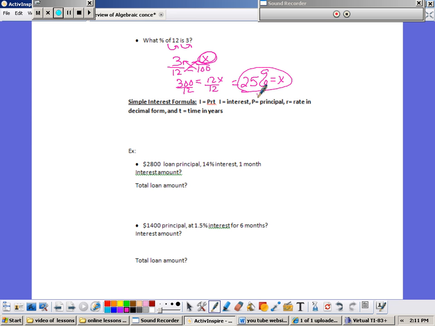Okay, a $2,800 loan is my principal. I have 14% interest at 1 month. What is my interest amount? So I equals PRT. I is equal to 2,800 times my R. 14% must go as a decimal. To move a percent to a decimal, you move 2 spaces to the left, so it's 0.14, times my time. My time must be in years. It's in months. 1 month is 1/12 of a year. So 2,800 times 0.14 times 1/12. My interest amount is $32.67.